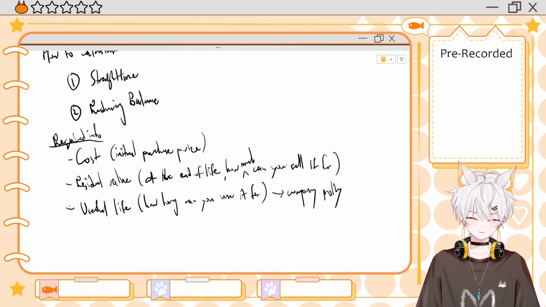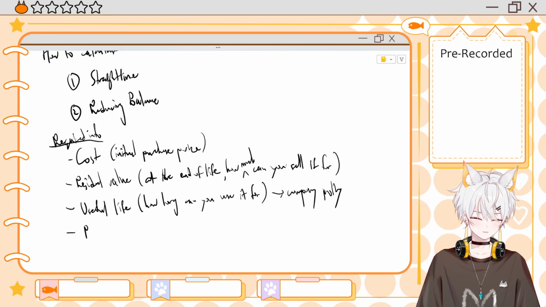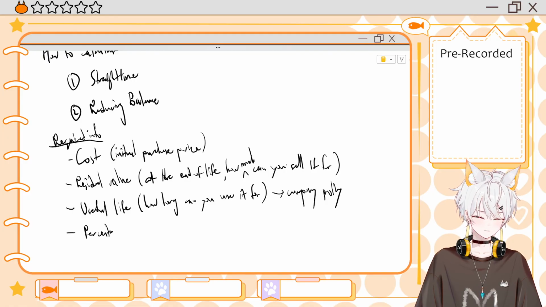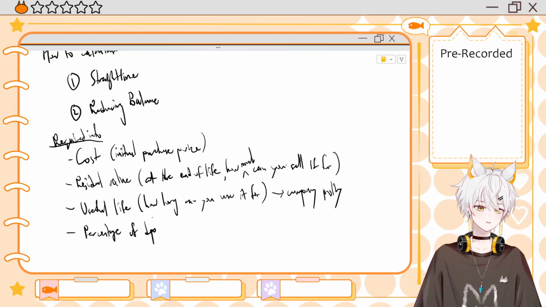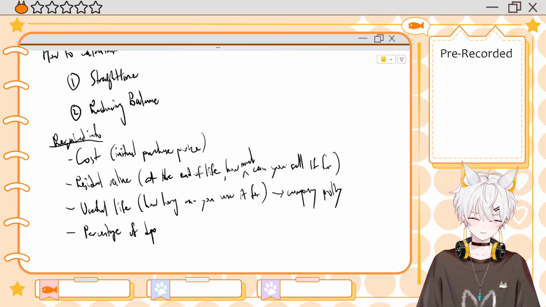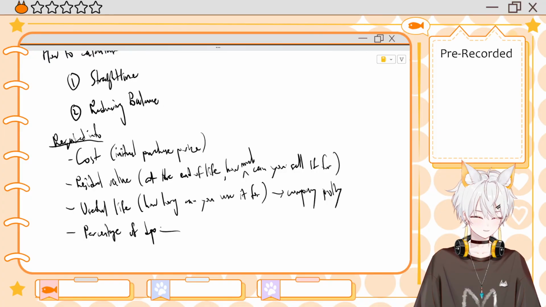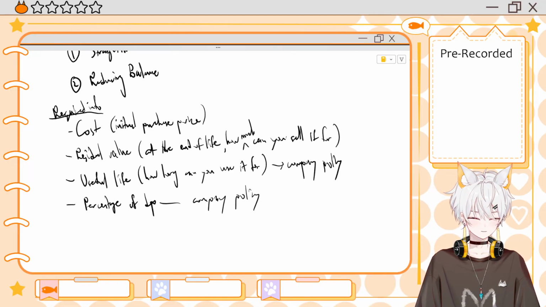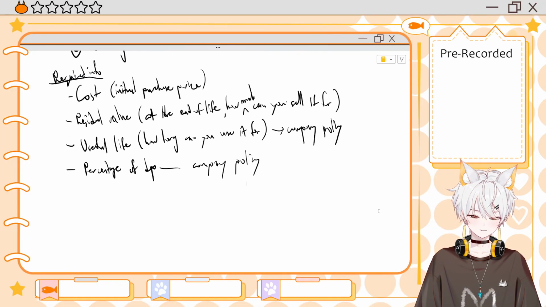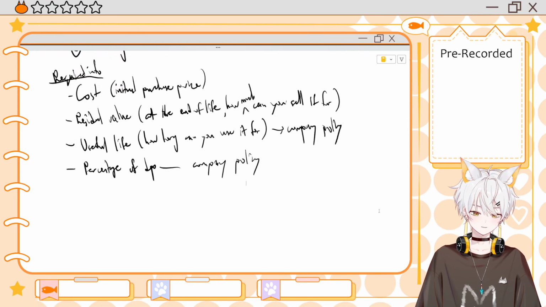What else am I missing here? To be honest, it's not much. Maybe the next one would be percentage of depreciation. I'm going to simplify depreciation with DEP. So if you see that, you know that it means depreciation. This one also deals with company policy. So now we know the required information.